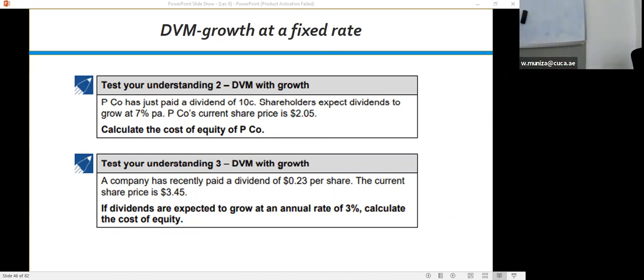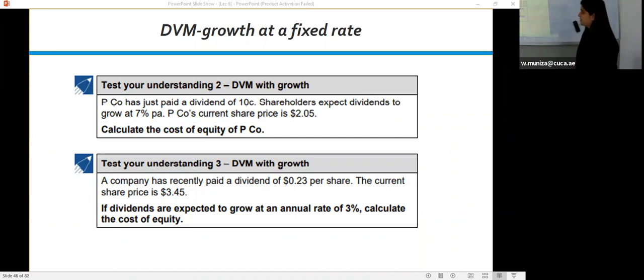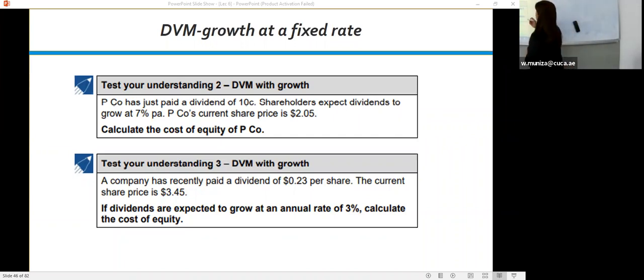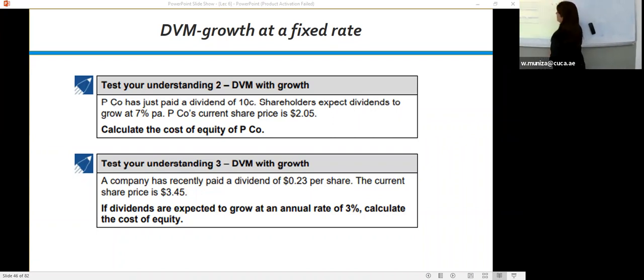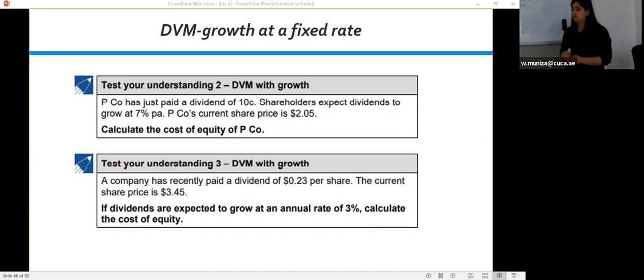Okay, now the second, third question. If the dividends are expected to grow at an annual rate of 3%, calculate the cost of equity. Again, you are required to calculate RE. A company has recently paid a dividend of 0.23 per share. So right now, the dividend is 0.23. The current share price is 3.45, and the annual growth rate is 3%. So you will be calculating the required rate of return. Students, these formulas will not be given to you in the exam, so try to learn them.